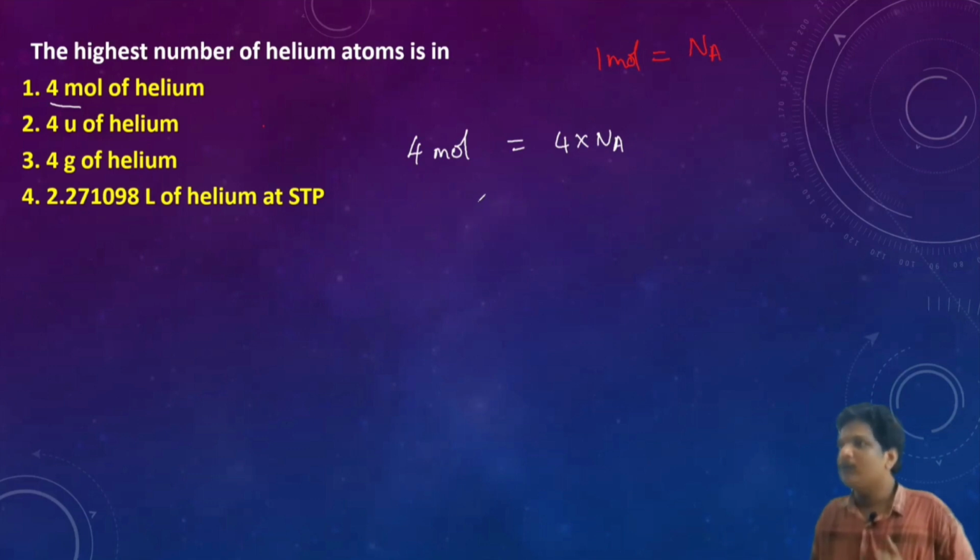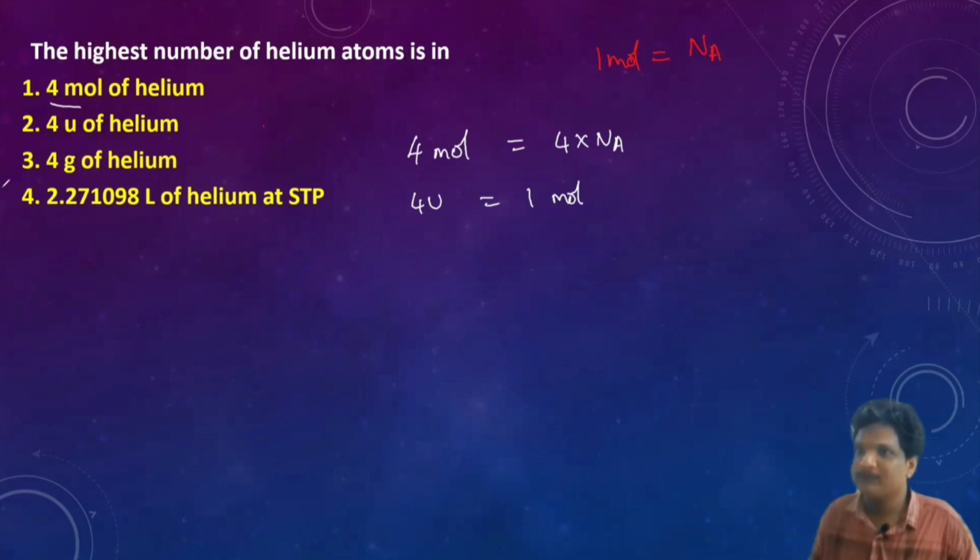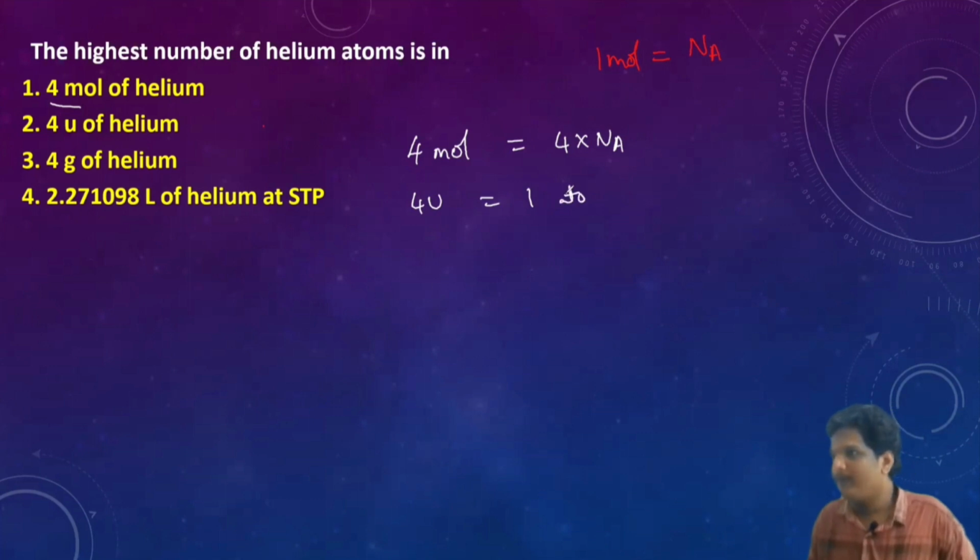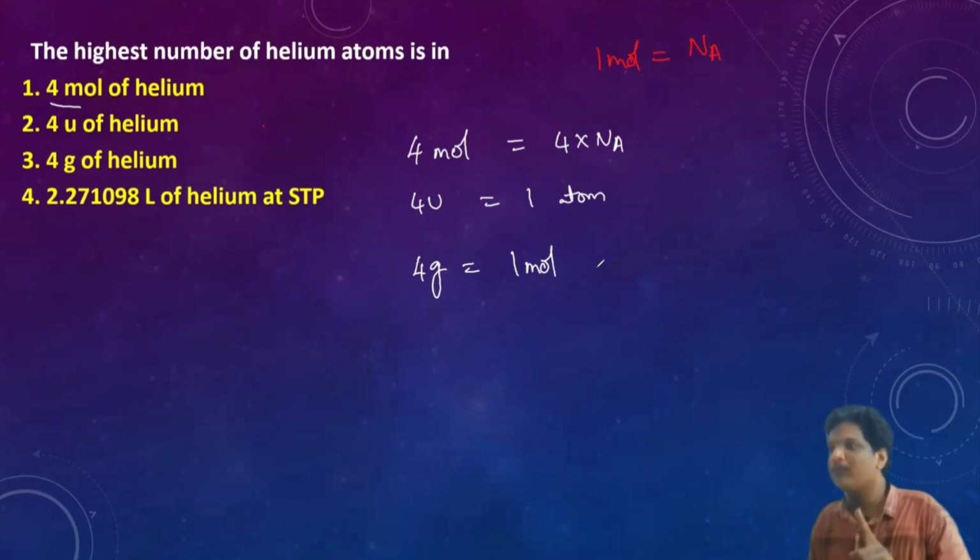Okay, 4 into 6.023 into 10 power 23 atoms. So 4 u means 1 helium atom. So 4 grams of helium means 1 mole, and 1 mole means 1 Avogadro number.